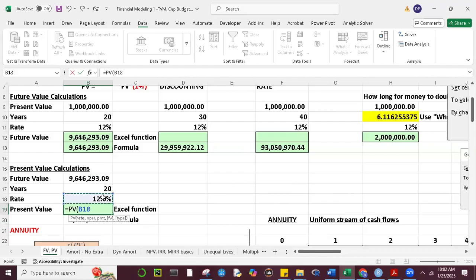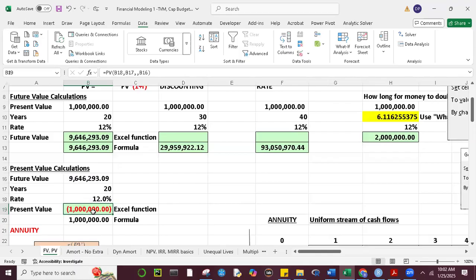So once again, we can use the PV function. The rate is 12%, comma, and nper is 20 years, comma. There's no PMT here. This is not an annuity, comma. The future value is 9.6 million. The type we ignore because this is not an annuity. And we expect to get negative 1 million.